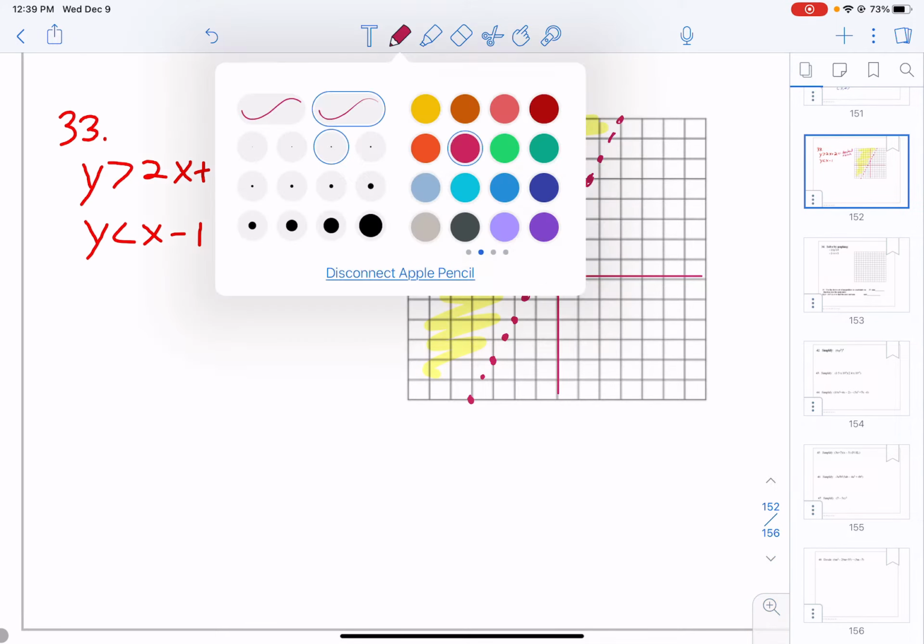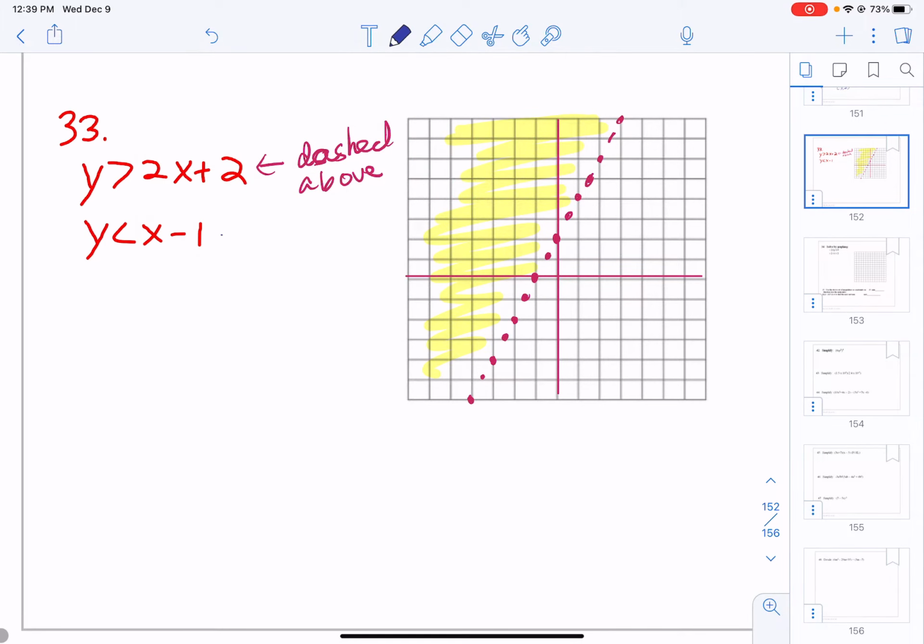Now let's do the next one. We're going to make that a dashed line. Now it says y is less than, so this time we're going to be below the line. Okay? And so our slope, or our y-intercept is -1. Our slope is 1, so go up 1 over 1. And I'm going to go this way to connect with my other line. Now it's dashed, so I can just make it a little.